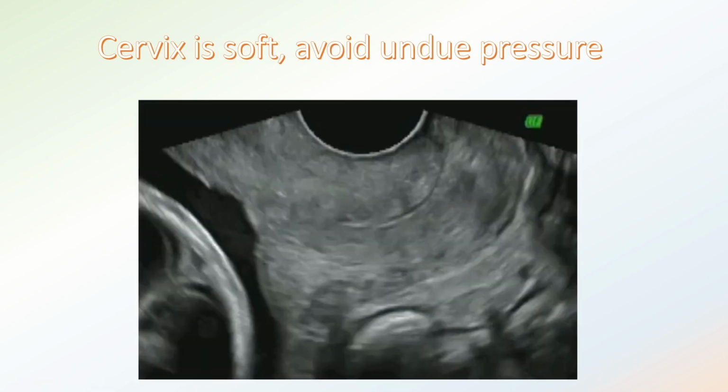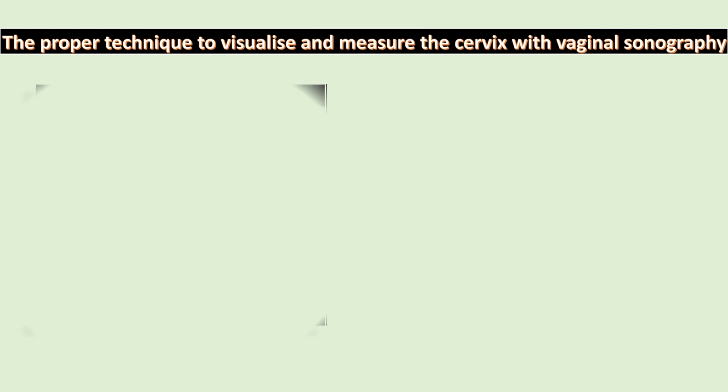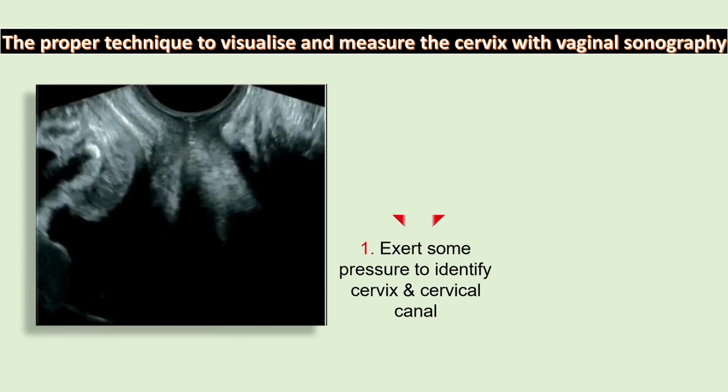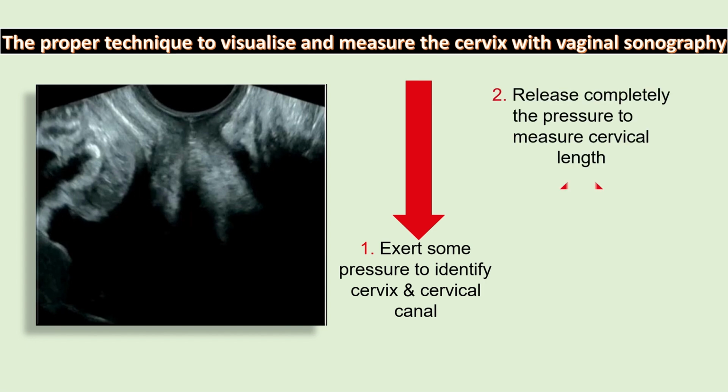Here you can see the proper technique to visualize and measure the cervix with vaginal sonography. First, exert some pressure to identify the cervix and cervical canal. Secondly, release the pressure completely to measure the cervical length.